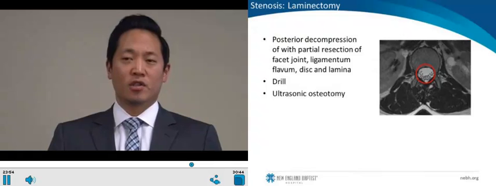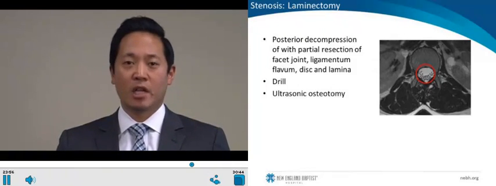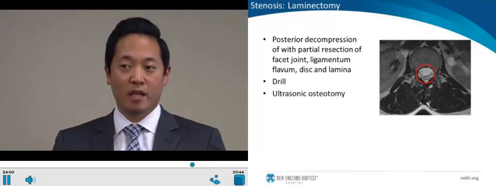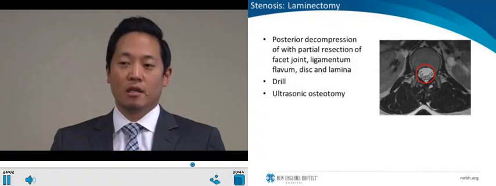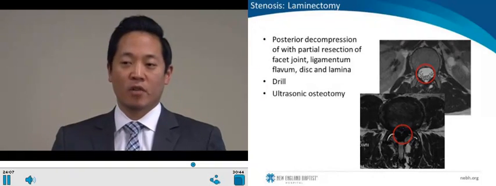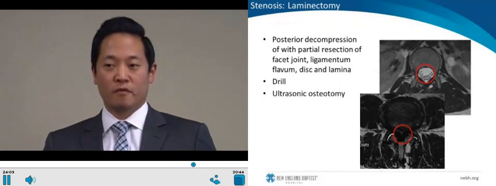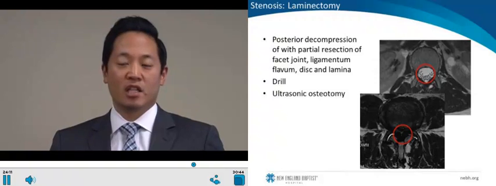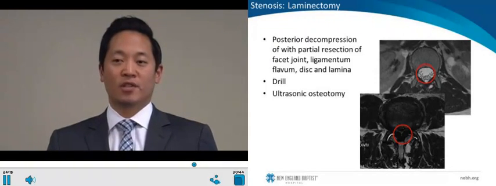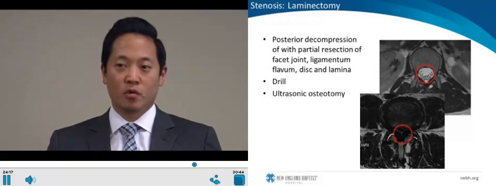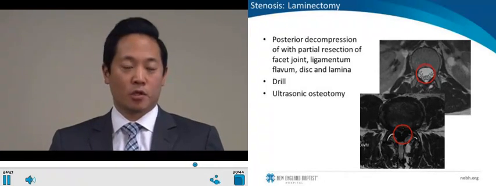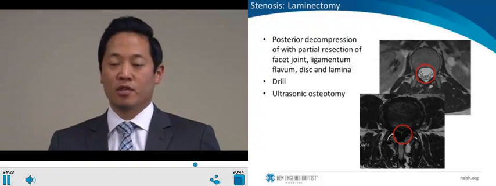Patients with stenosis in general are candidates for laminectomy procedures. On the right, you see a patient with a very patent spinal canal, and here is an image of a patient with very tight stenosis, primarily due to ligamentum hypertrophy posteriorly. The laminectomy's goal is to decompress the central canal by resecting part of the facet joint, the ligamentum flavum, the disc, and the lamina, any structures that are imposing compression upon the neural structures.